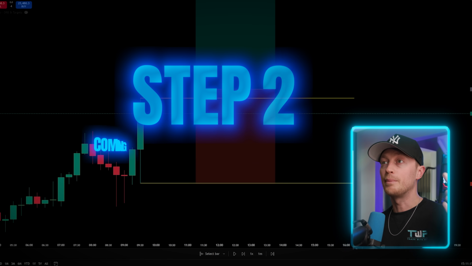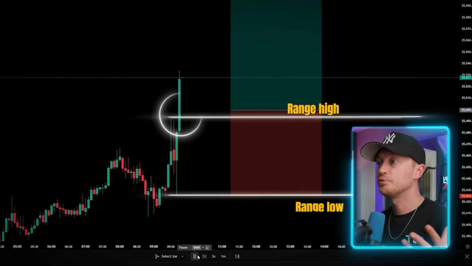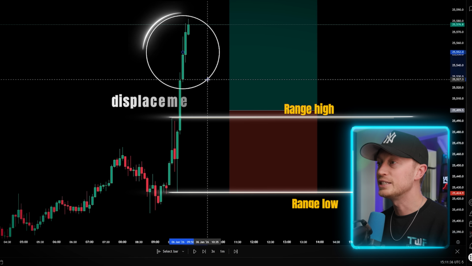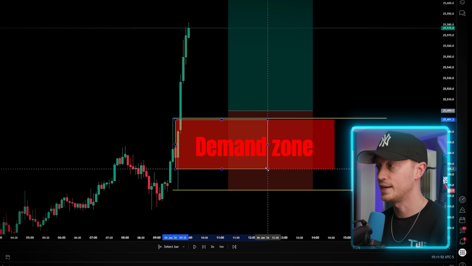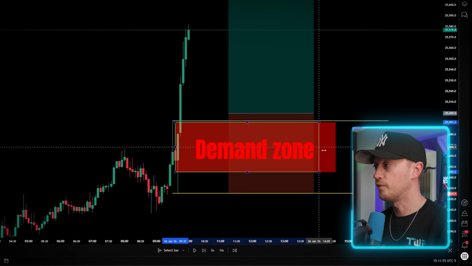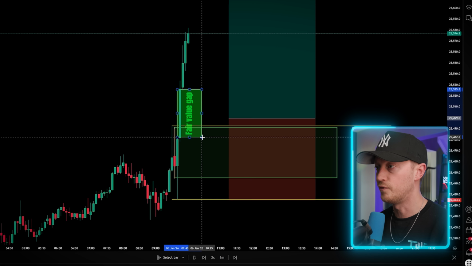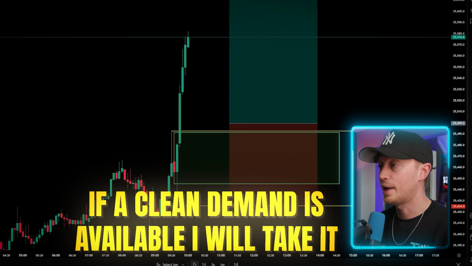Then step 2, I'm coming to that 5-minute time frame. Now at this point, I'm just waiting for that price to break out aggressively like we just saw right there, creating displacement in the market. And in this case, I was looking at this demand zone right here, which is the red candle before the huge push up. Now, you also could have been looking at this fair value gap right here, but if a clean demand is available, I will take it.